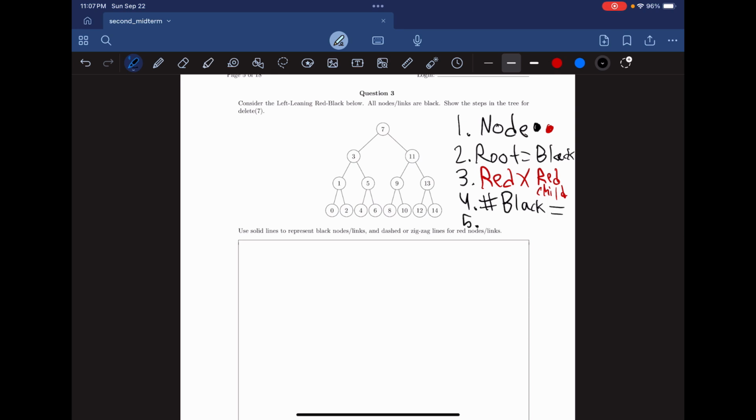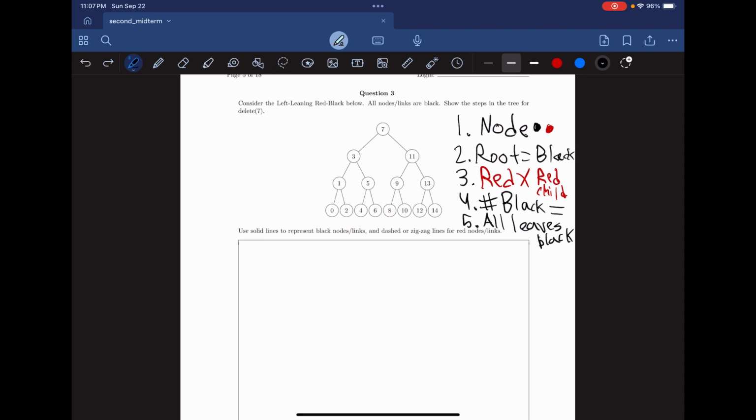The fifth and final property is that all leaves, which are the nil nodes, are black. The nil is just something that has to do with that each of these nodes are connected to one nil node, technically. And so it's saying that that nil node is black. That's not necessarily super important for us right here.